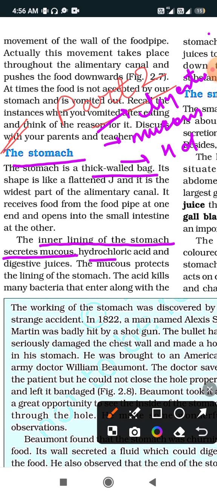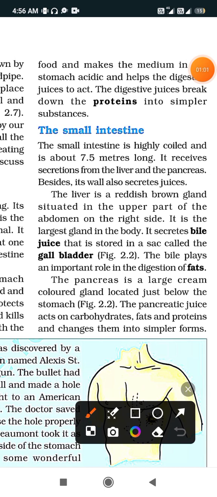And what is the work of HCl, student? HCl is used to kill the bacteria which come along with the food. Clear? And HCl makes the medium in the stomach acidic. Clear? And it helps the digestive juices to act and convert food into simpler substances.